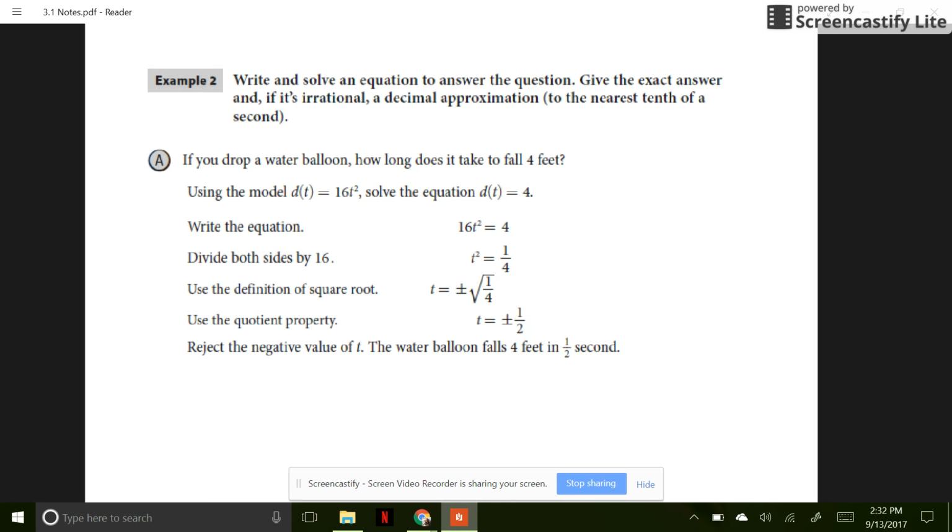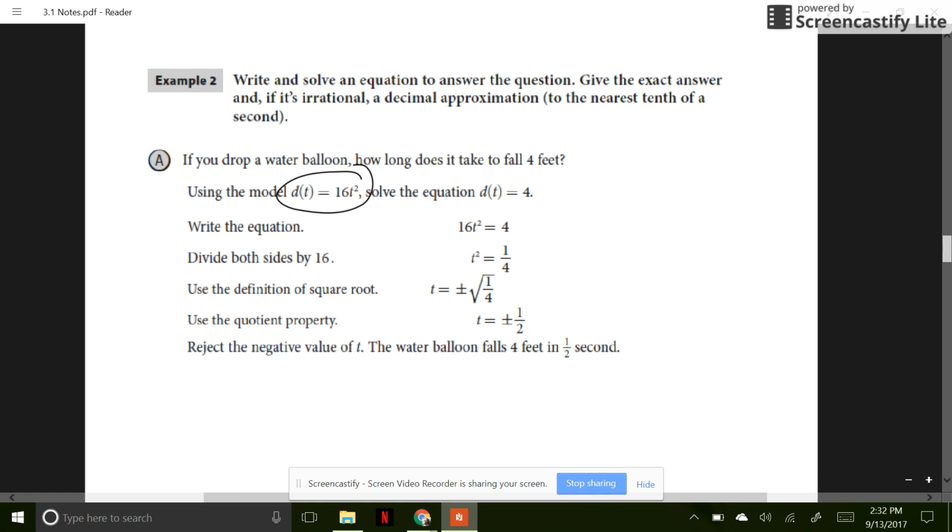So if you drop a water balloon, how long does it take to fall 4 feet? That means we're going to use the distance equation because we're talking about how far it's falling. So we're going to be plugging in 4 for our distance because that's how far it's falling. Our equation is d is equal to 16t squared. So our d of t is 4 is equal to 16t squared.